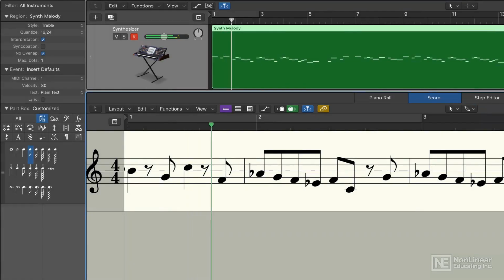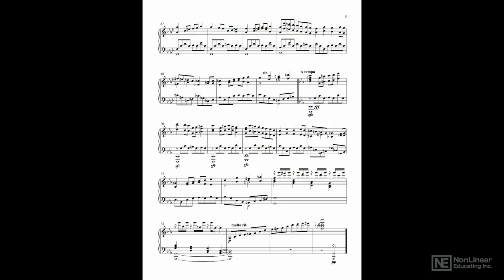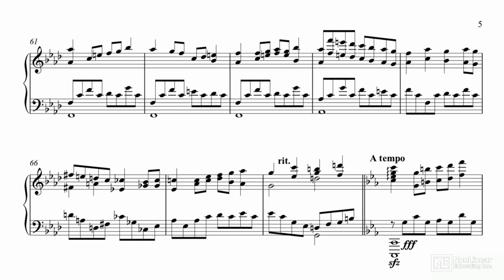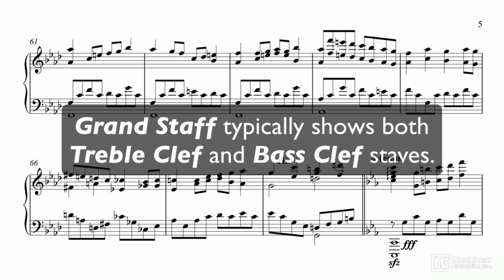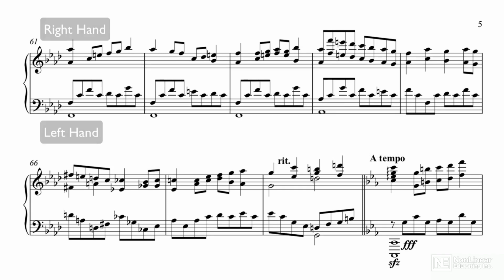In the previous video, I mentioned that most instruments read music from a single staff, but some instruments, like piano for example, have quite an extended range of notes they can play. Piano reads music from something called the grand staff. This is a combination of both the treble and bass clef staves. Typically, the right-hand part is shown in treble clef, and the left-hand part is shown in bass clef.